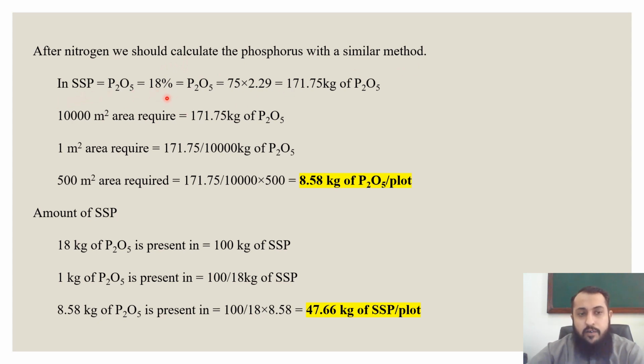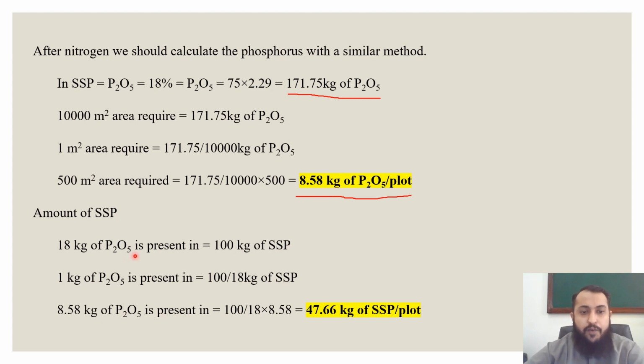Before calculation, we should convert phosphorus into P2O5, and in this case it is equal to 171.75 kg of P2O5. So 10,000 square meter area require 171.75 kg of P2O5. 1 square meter area require 171.75 divided by 10,000, and 500 square meter area require 171.75 divided by 10,000 multiplied by 500. It is equal to 8.58 kg of P2O5 per plot.